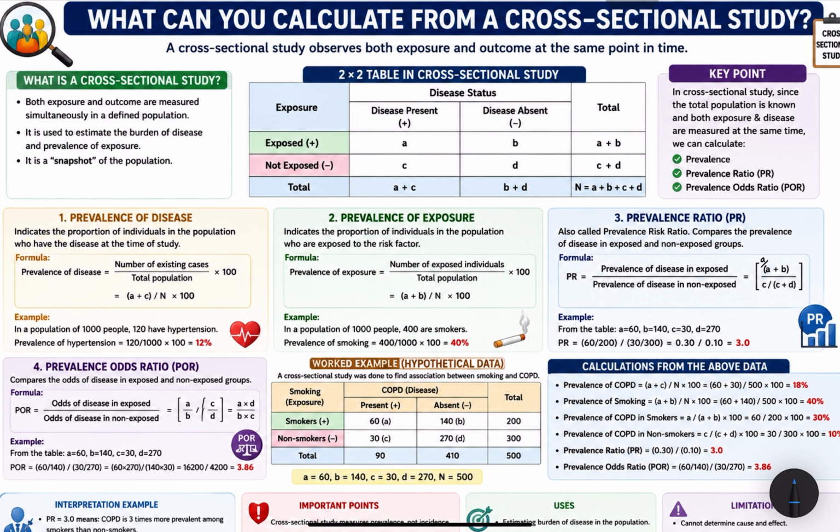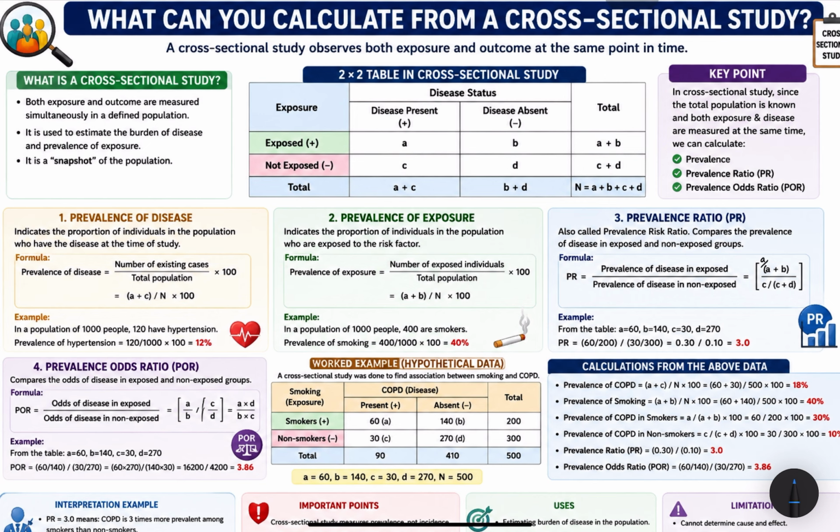Yeah, it's a commonly asked MCQ point. Which study is a snapshot of population? So you can answer it as cross-sectional study. Okay. So in this also you will make a 2 by 2 table as shown in this image. And key points in cross-sectional study: since the total population is known, both exposure and disease are measured at the same time, right? We are actually calculating total population. So in the total population, we will identify both exposure and disease at the same time. So hence we can calculate prevalence, prevalence ratio, and prevalence odds ratio.